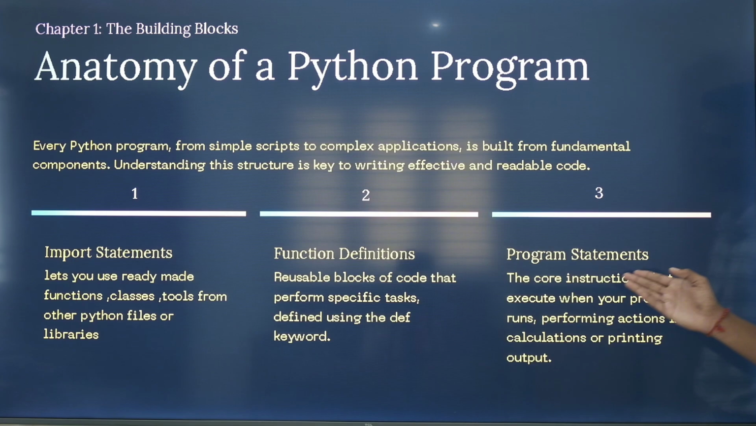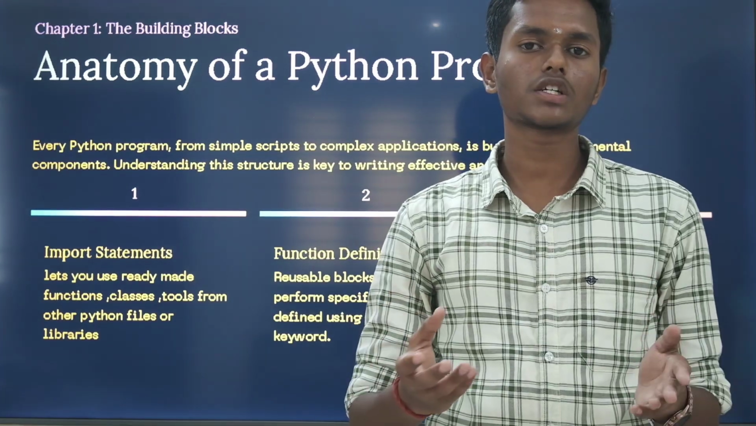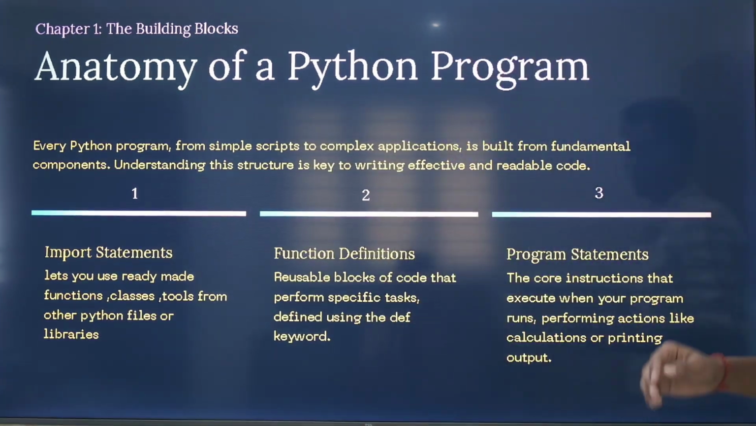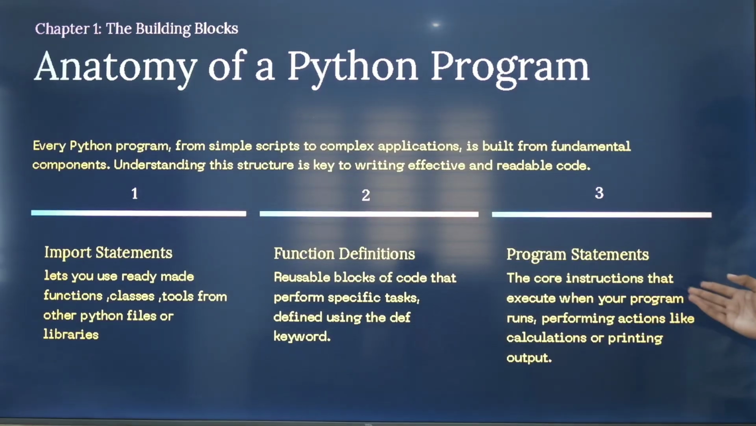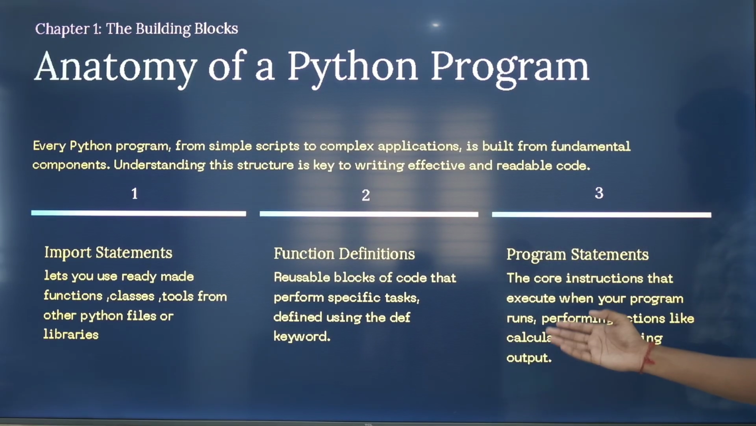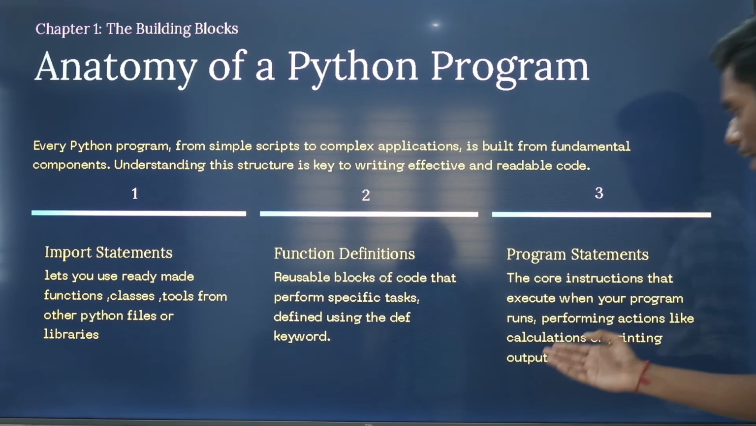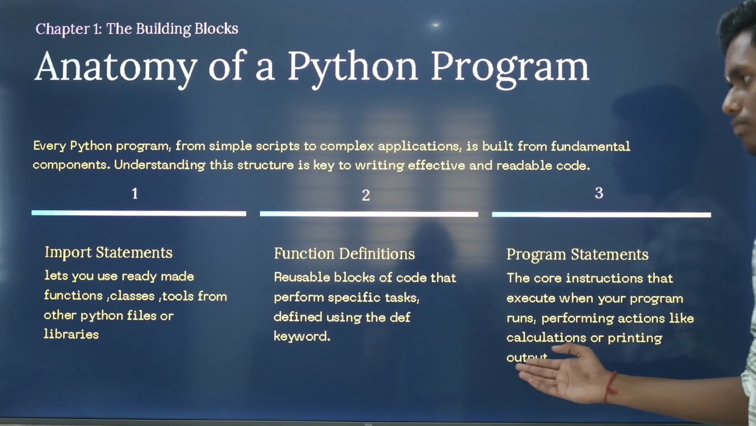Next we will see about program statements. They are nothing but the instructions given to the program. They are the core instructions that execute when your program runs, performing actions like calculations or printing output.